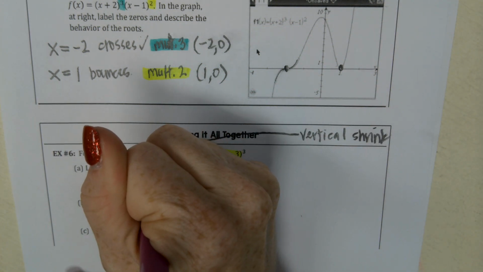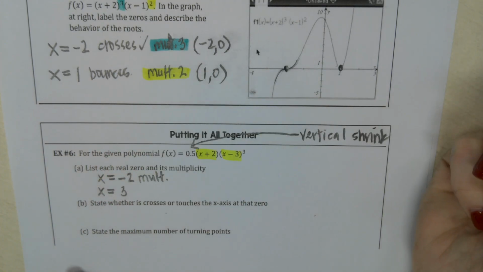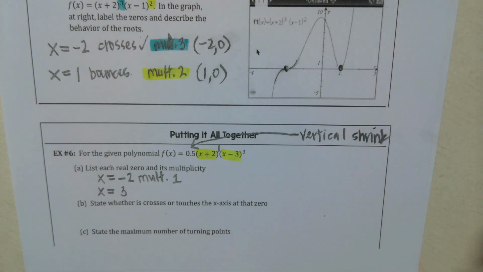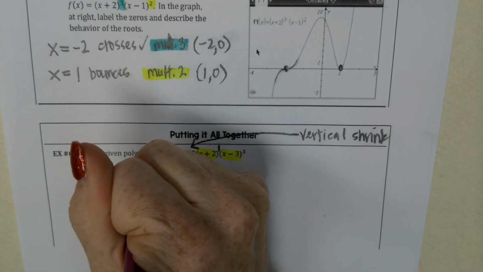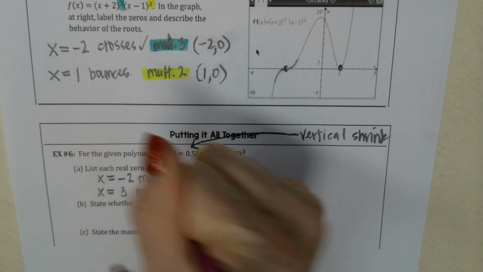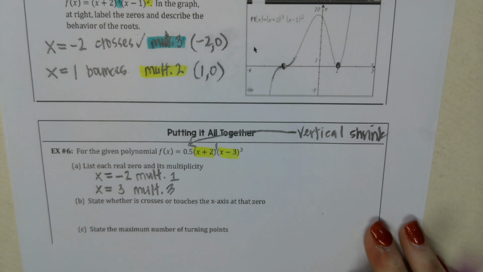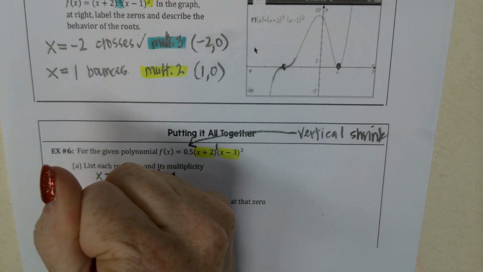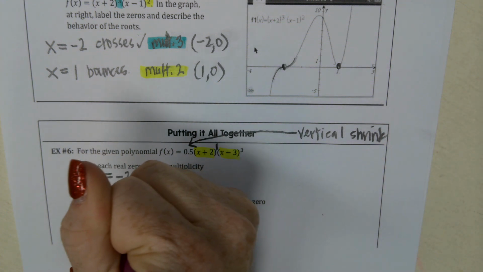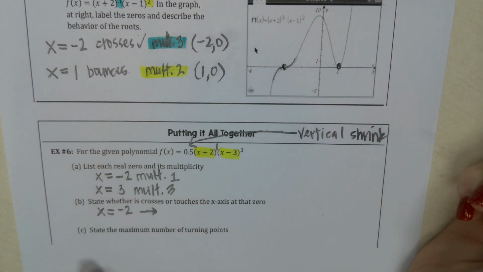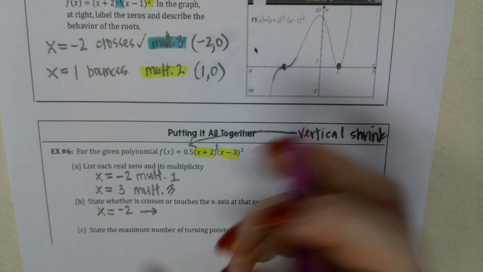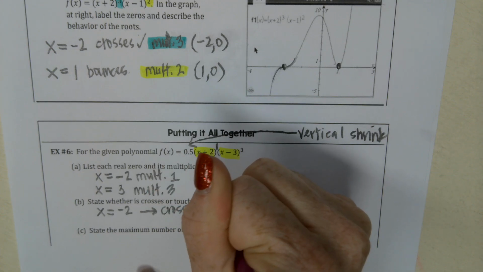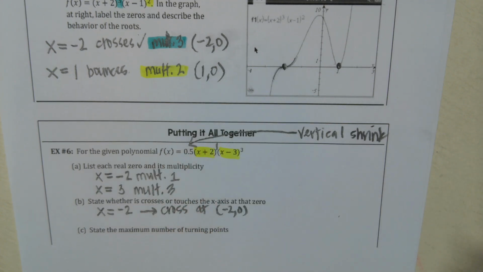What is the multiplicity of the negative 2? A 1, yep. Because there's an understood but unwritten 1 up there. And then what about this 3? Has a multiplicity of 3. Okay, now state whether it crosses or touches. All right, so at x equals negative 2, what was the behavior? Or what will be the behavior? It will cross. It will cross at negative 2, 0.